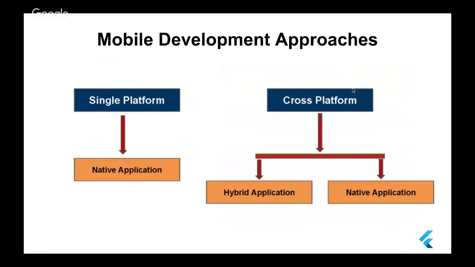So the question now: is there one way to develop a mobile application, or are there a lot of ways? Mainly, there are two ways to develop an application for mobile. The first approach, or method, we call single platform. And the other method is called cross-platform. What does single platform, or native approach, or native application development mean?